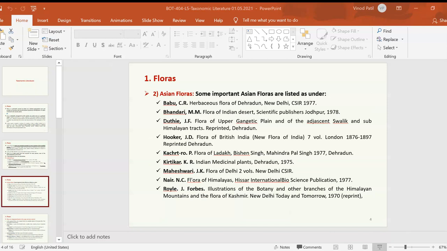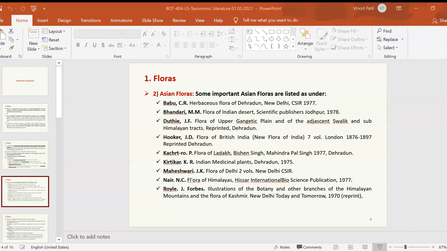Recognized one, Babu C.R. gave Herbaceous Flora of Dehradun from North India, then Bhandari, Flora of Indian Desert, Duthie, Flora of the Upper Gangetic Plain and of the adjacent Siwalik and Himalayan tracts. Then after that, Hooker's flora is there, J.D. Hooker, Flora of British India, that was published in 7 volumes. And then Kashyap, Ladakh flora, Kirtikar.